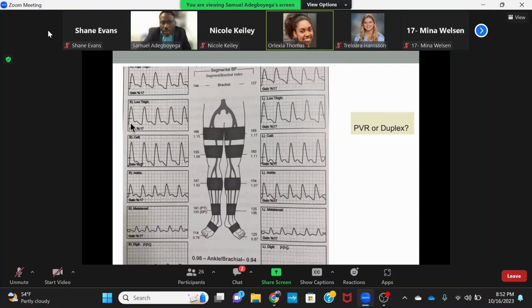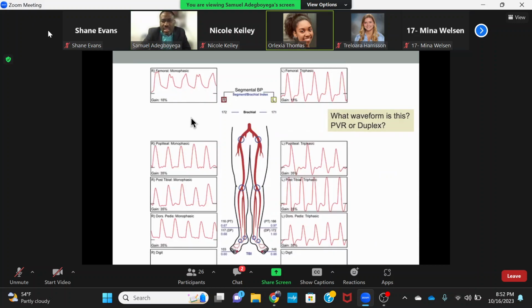PVR. Right. And there's no bump in the bottom. Exactly. So that's how you differentiate between your ultra duplex and your PVR. Make sense? Yes. What about this one, Valencia?